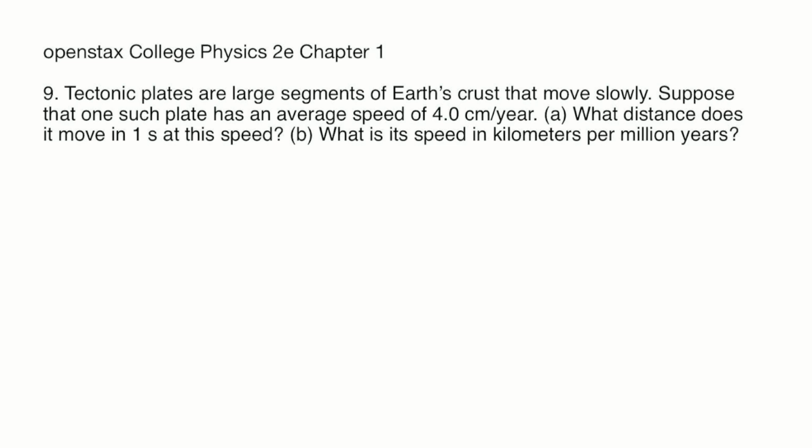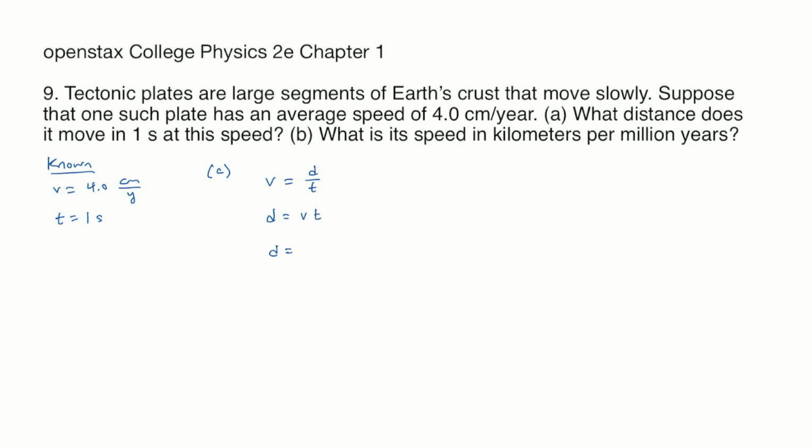We need to find the distance the plate moves in 1 second, and we need to find the speed in kilometers per million years. Okay, so let's write down what we know. We know the speed, we'll call it v, is 4.0 centimeters per year. And we know the time is 1 second. All right, so part A, speed v is distance per time. So we multiply both sides by time, we get distance is speed times time.